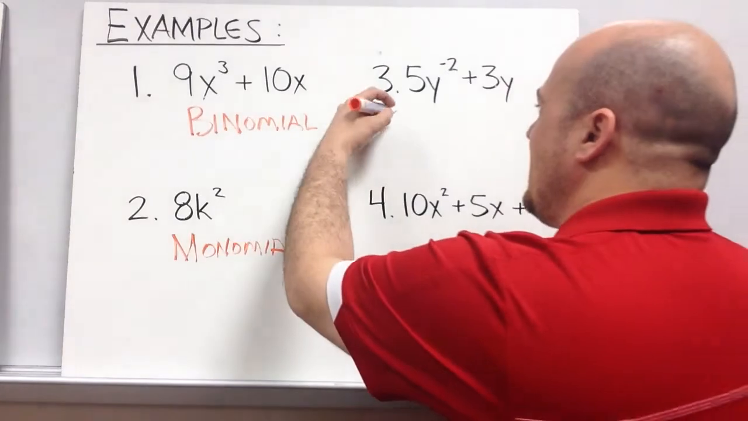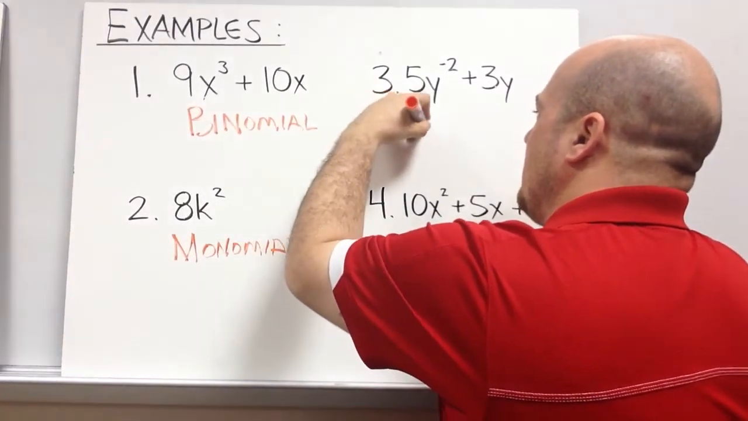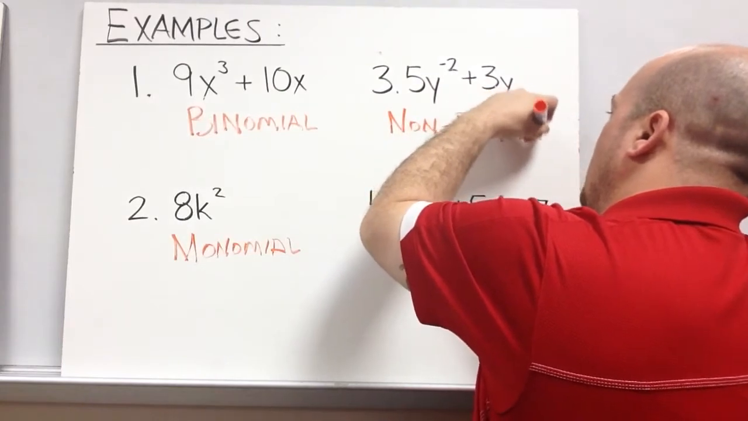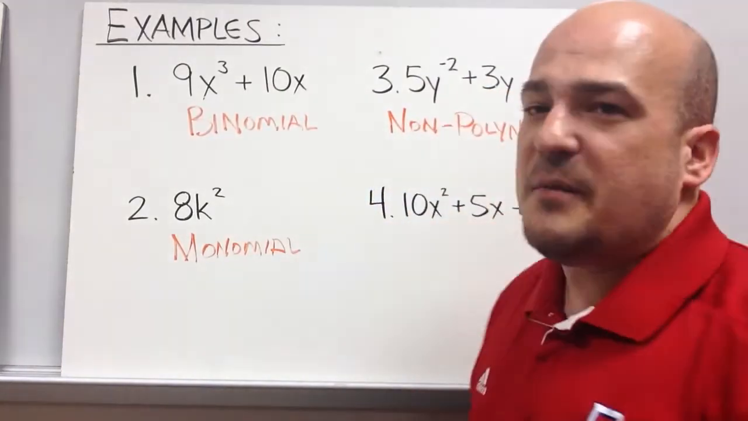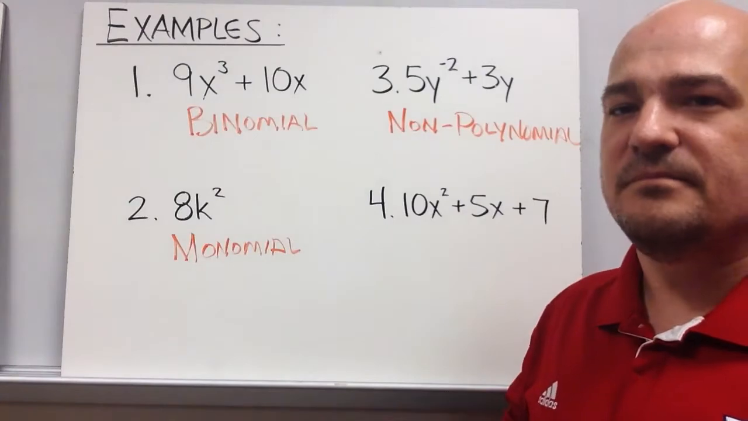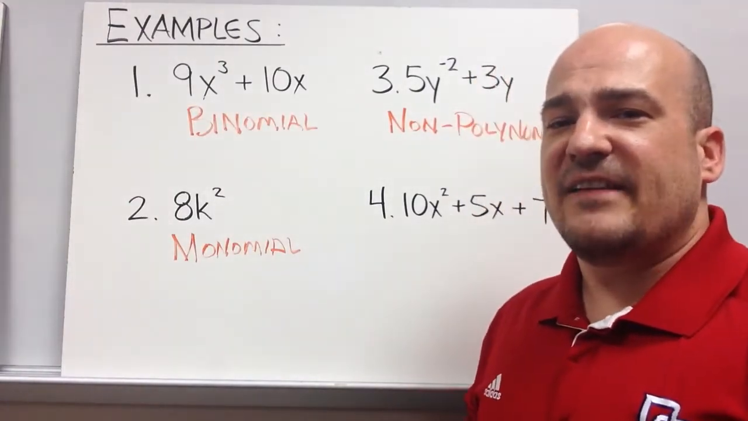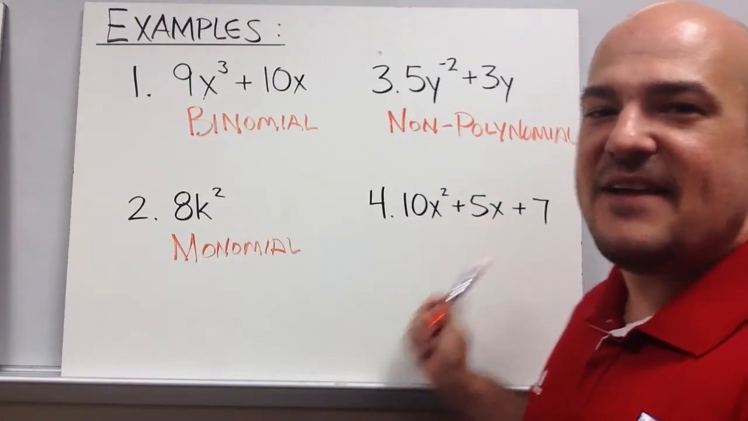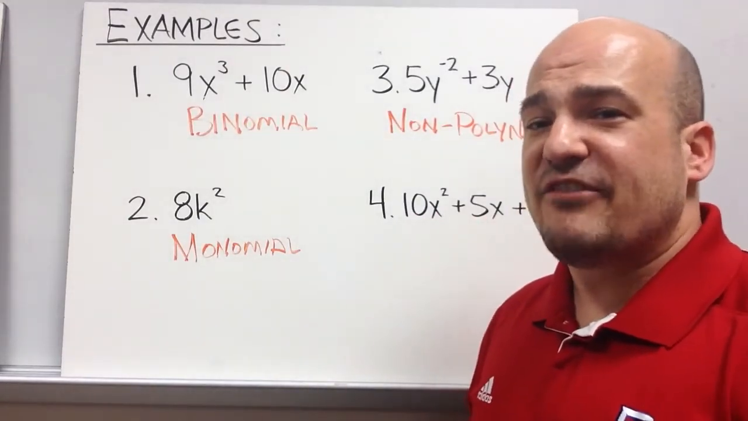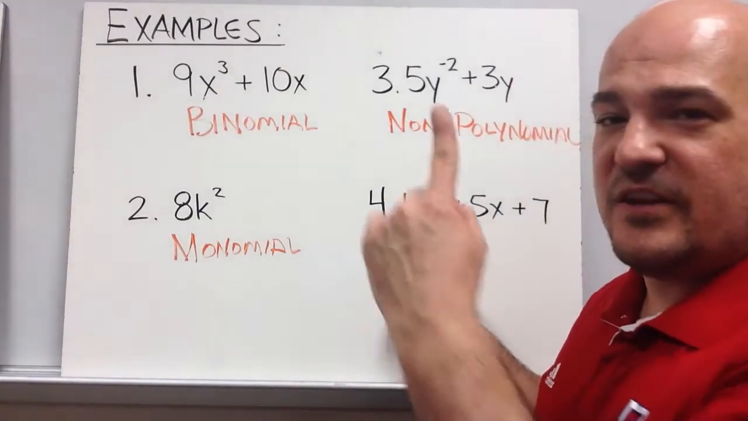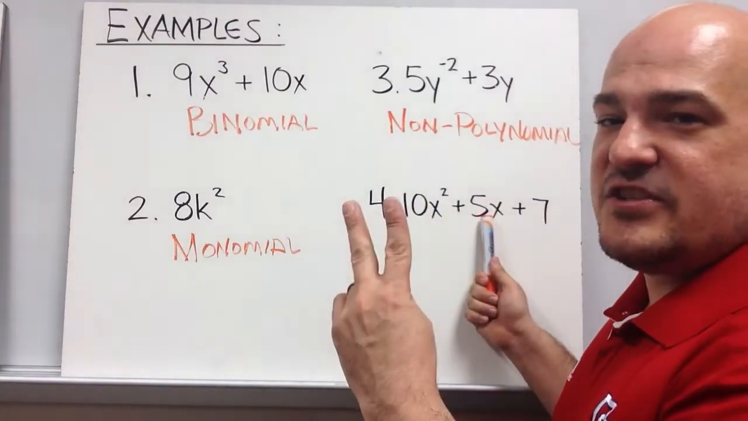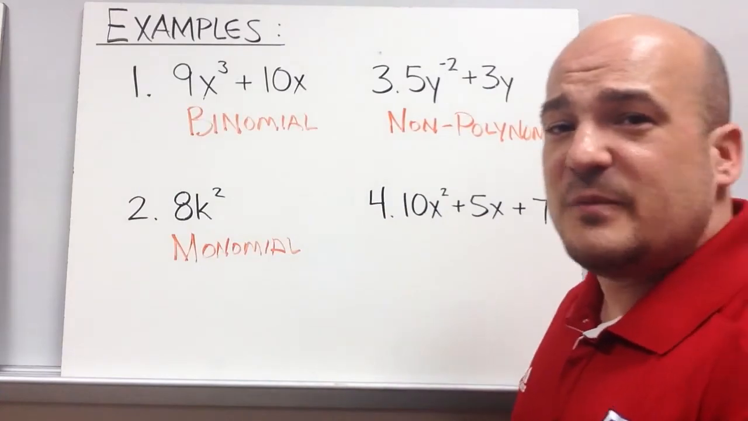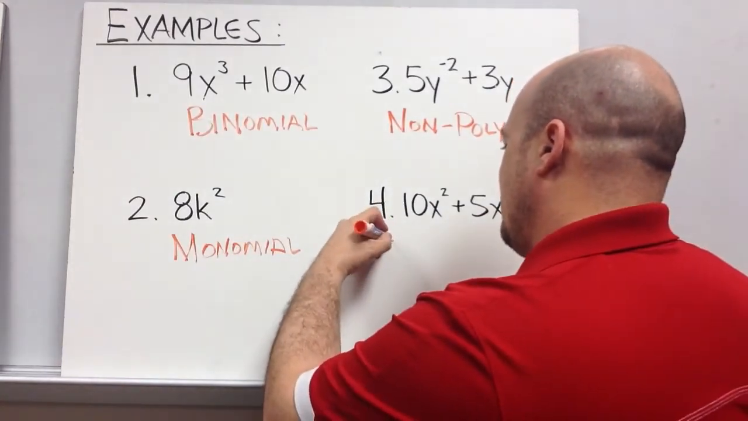So this is a non-polynomial. Okay? And then finally, let's look at number 4. Number 4, 10x squared plus 5x plus 7. It looks to me like we have 3 terms there. 10x squared, there's 1. 5x, there's 2. And 7, there's 3. So anytime we have 3 terms, we call that a trinomial.